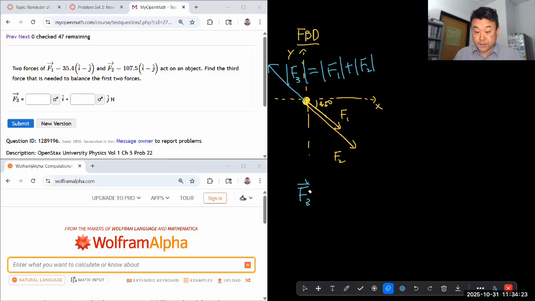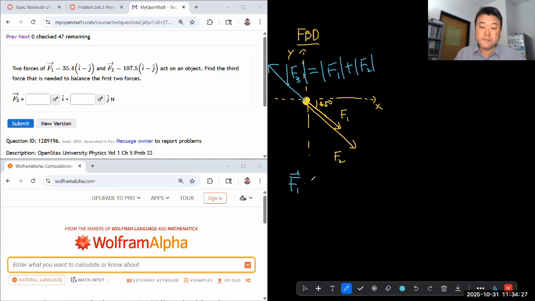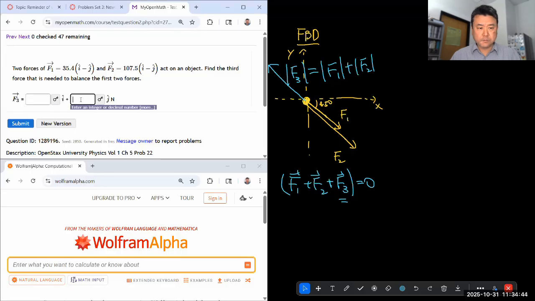So the formal way to set this up would be to set up an equation that looks like F1 plus F2 plus F3 is equal to 0, and solve for this. It's called the equilibrant or something like that. But since this is such a simple question, let me just do it this way. So these x and y components are going to be the sum of these with a minus sign to have it go in the opposite direction.